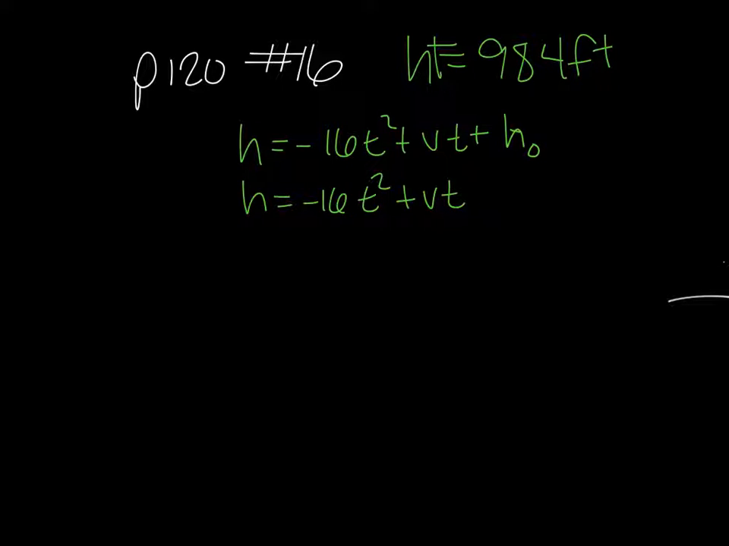Oh, wait. What about the v? The initial velocity. If we're dropping a coin from the top of the Eiffel Tower, what's going on with the initial velocity? Nothing. Did we throw it? Did we put force behind it? No, it had no force, which means velocity is 0. Which means 0 times t is 0. So this completely cancels out.